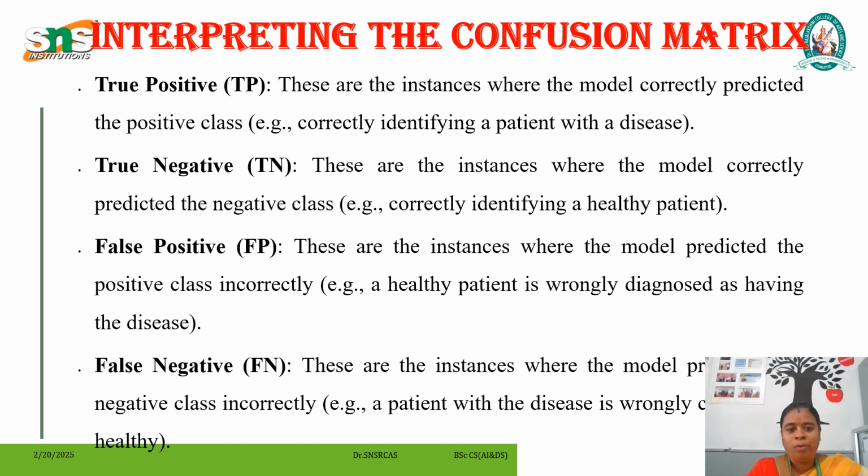Next one, false positive. These are the instances where the model predicts the positive classes incorrectly. Example, a healthy patient is wrongly diagnosed as having the disease. It is the false positive. False negative. These are the instances where the model predicts the negative classes incorrectly. Example, a patient with the disease is wrongly classified as healthy. This is the interpreting of the confusion matrix.